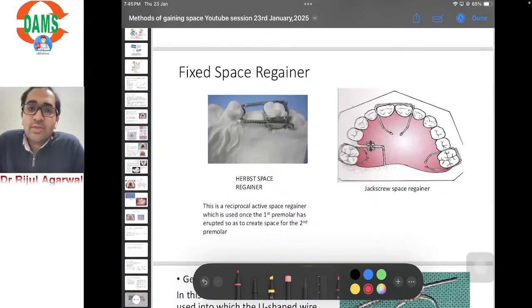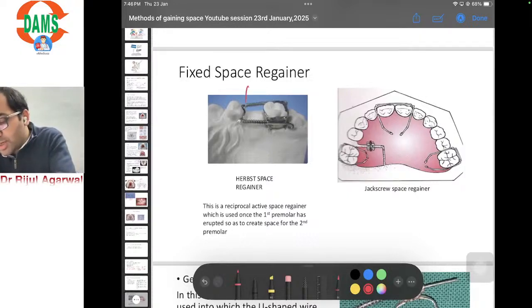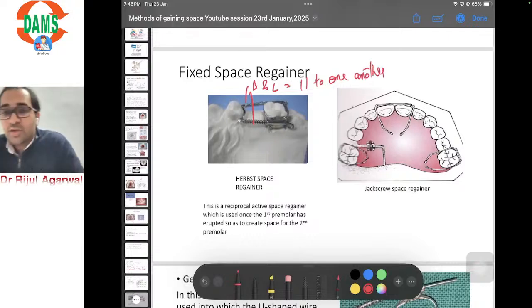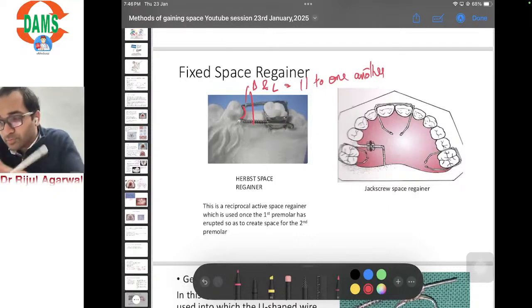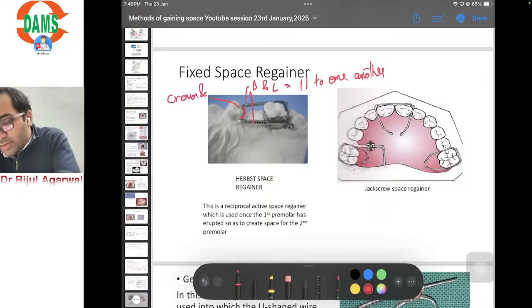So these are the images of the fixed space regainer. First is the Hurst type space regainer. What does it have? It has two arms, buccal and lingual arms, which are parallel to one another in all planes of space, and the bridge connecting the buccal and lingual arms should be at the junction of the crown and gingiva.